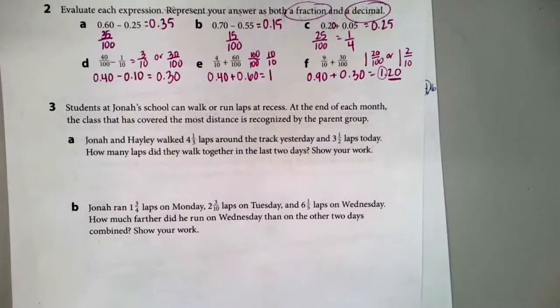All right, let's go into number 3. Students at Jonah's school can walk or run laps at recess. At the end of each month, the class that has covered the most distance is recognized by the parent group.